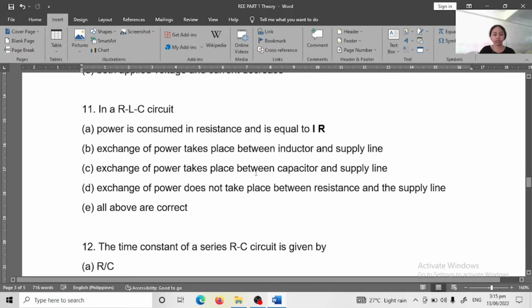So what's the answer for number 11? So in an RLC circuit, all above are correct.